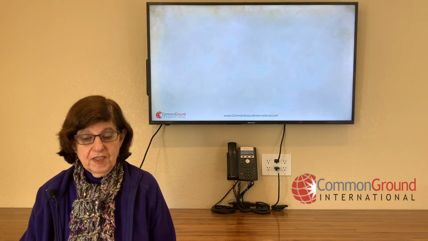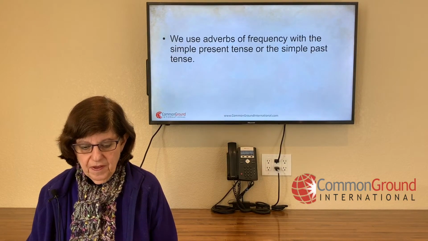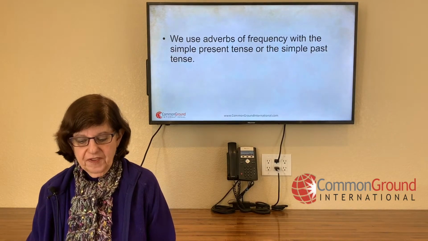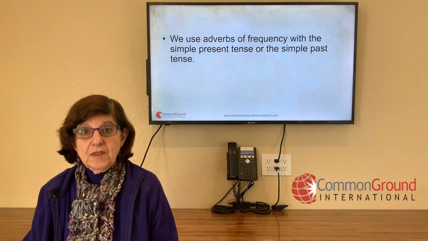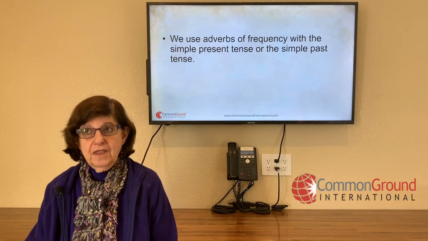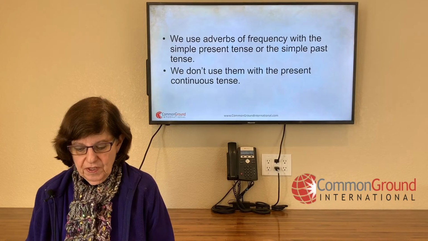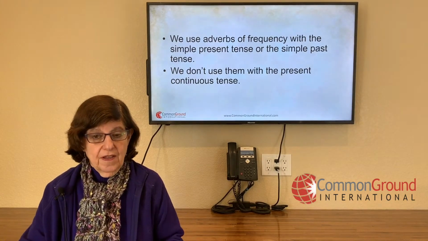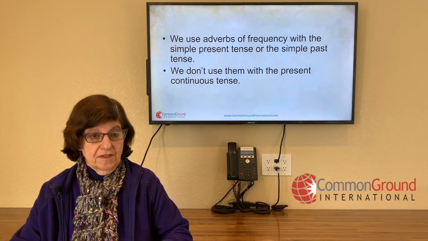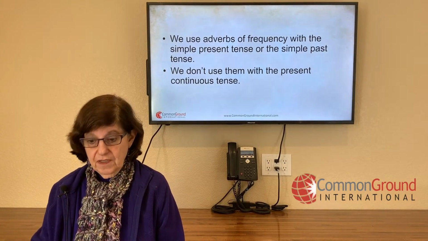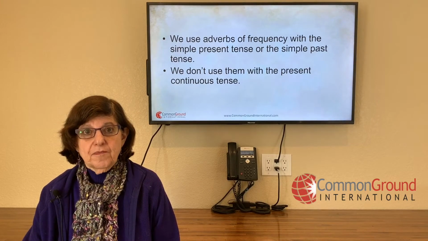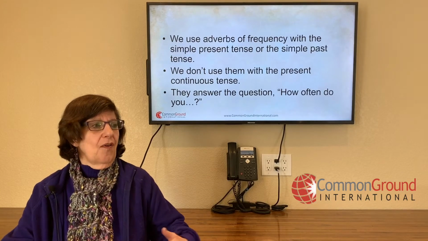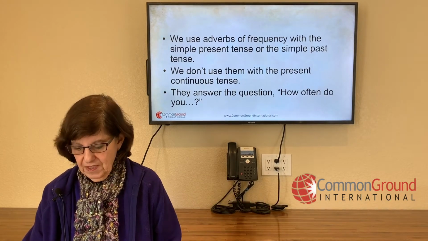Now you know some common expressions. Where do we put these? We use adverbs of frequency, first of all, with the simple present tense or the simple past tense, because they have to do with habit. We don't use them with the present continuous tense. The present continuous tense has to do with right now. How often you do something has to do with habit, so we use it with simple present, or if we talk about the simple past. They answer the question, how often do you do something?